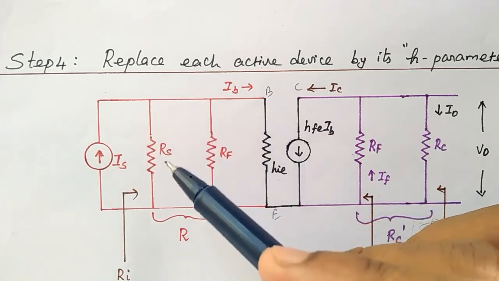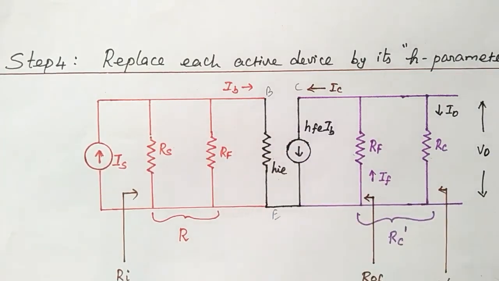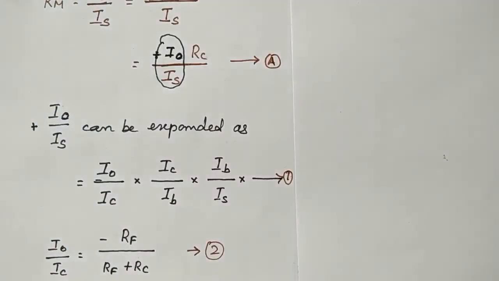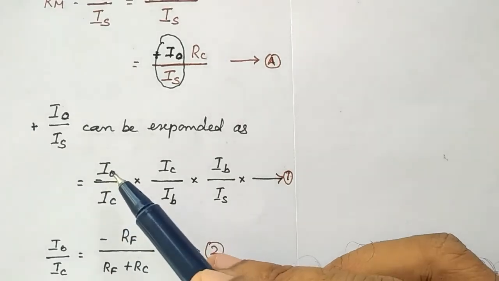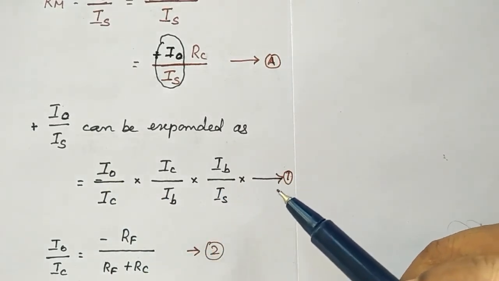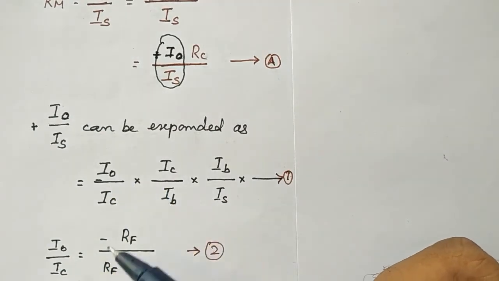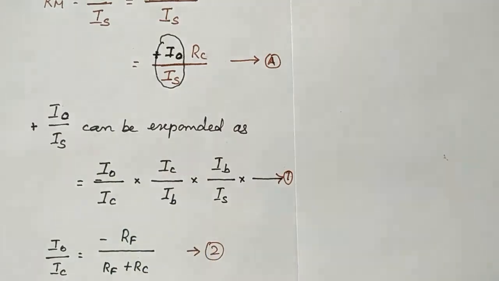So here also I can perform current divider rule. I can find IB by IS. So this is expanded as I naught by IC into IC by IB into IB by IS. So this can be equation 1. Now we are going to write separately for each current ratio.